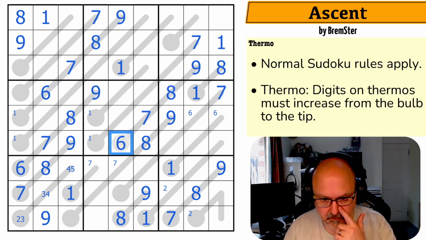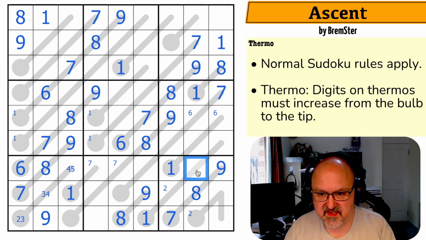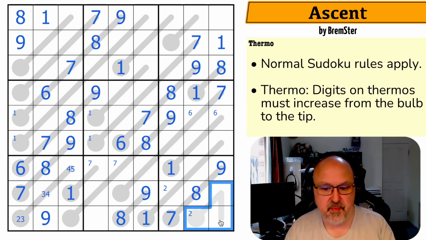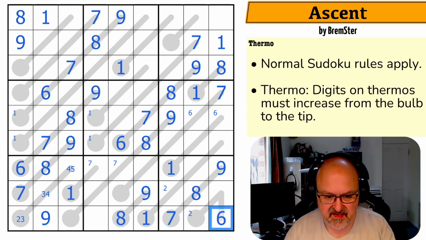Okay, so down here, now this can't be 6 because that can't be 7, 8, 9. That's even further down the thermo. So 6 is on this thermo, but it has to be at the end of the thermo because I don't have anything higher than it. That is a 6.